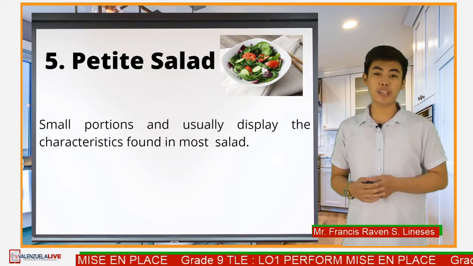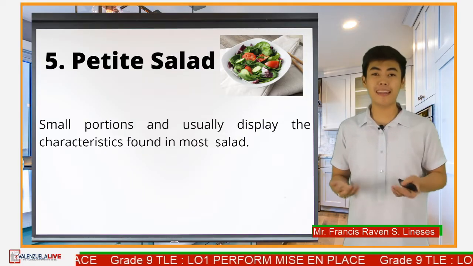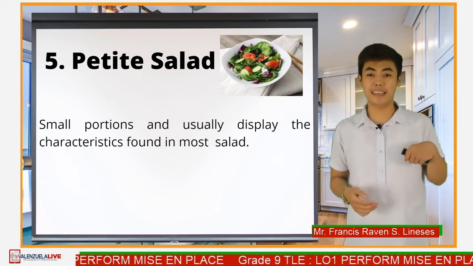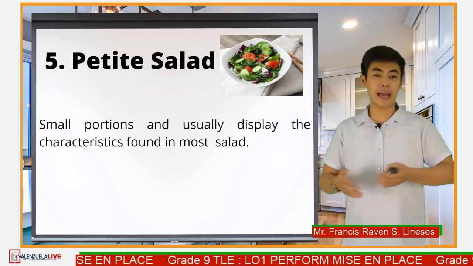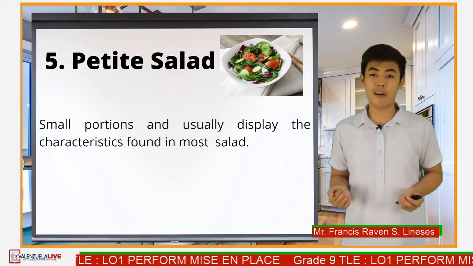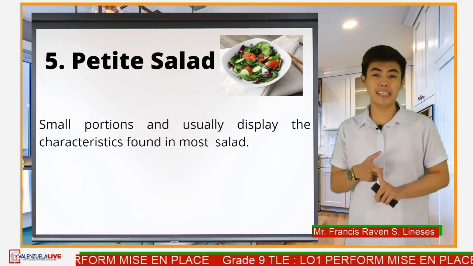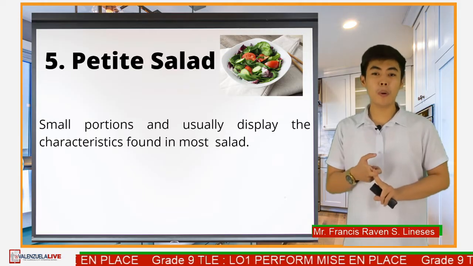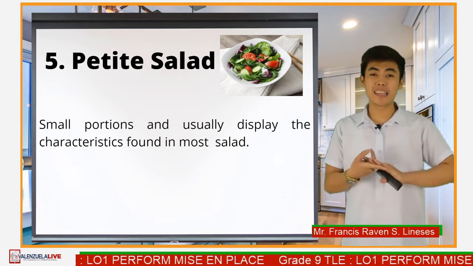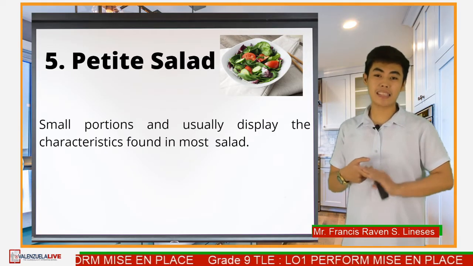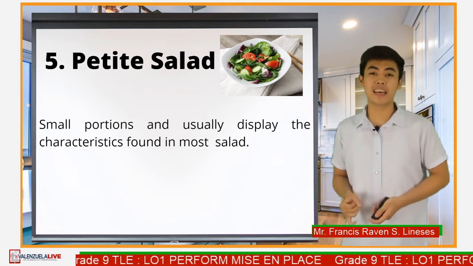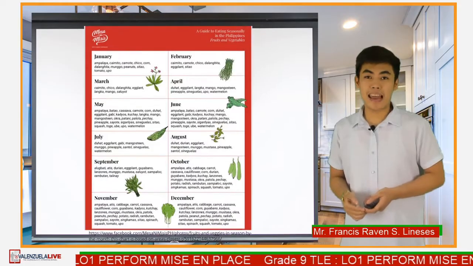Salad is a combination of vegetables, fruits, and other ingredients served with a dressing. We have the classification of salads according to the ingredients used. And these are, number 1, green salads. Number 2, vegetable salads. Number 3, bound salads. Number 4, fruit salads. Number 5, composed salads. And number 6 is gelatin salads.